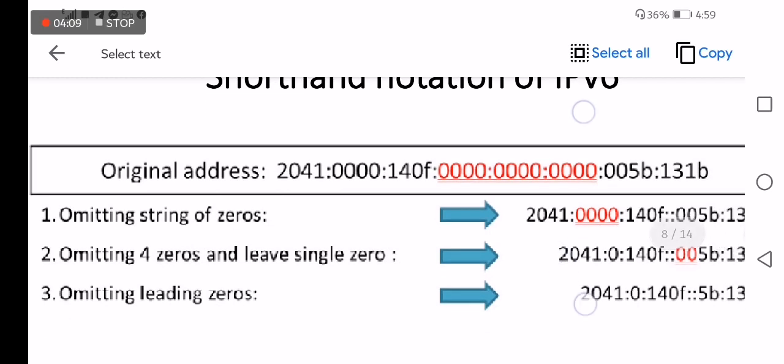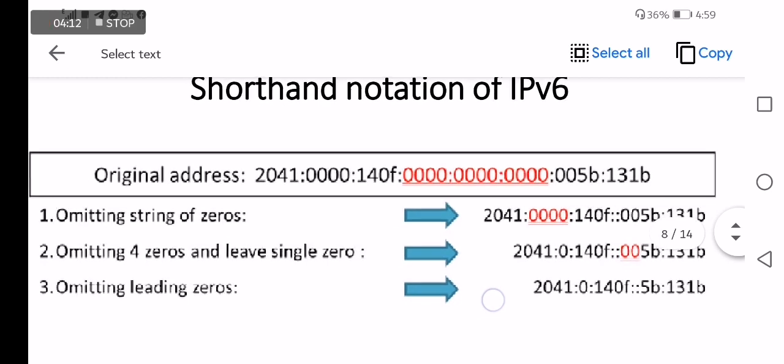For example, here we have an original address starting with 2041 and ending with 131b. Three rules are defined for implementing the shorthand notation of v6. The first one is omitting a string of zeros. When you have multiple neighboring parts of zeros, here we have 12 zeros as 3 parts in the same IPv6 address, they can be replaced by 2 colons only, as appears in the first line.